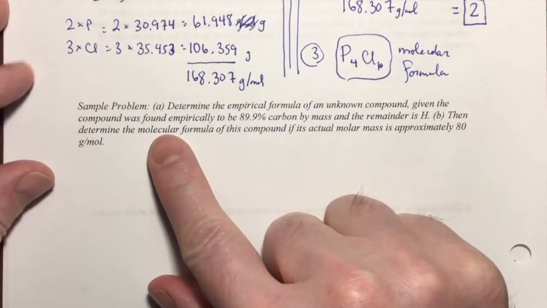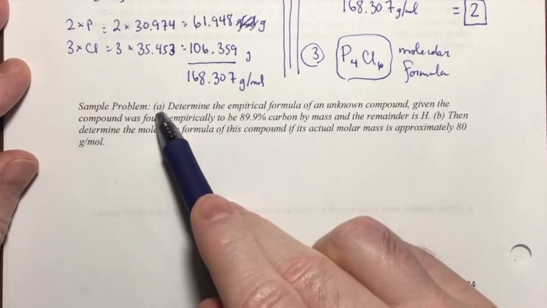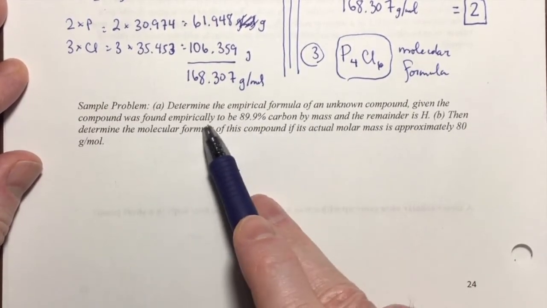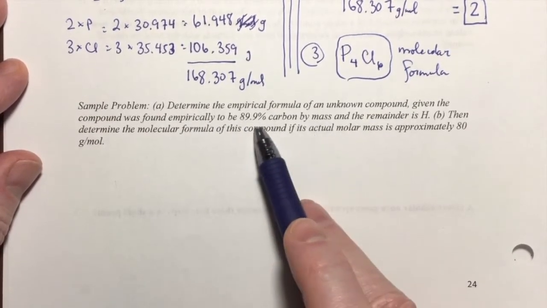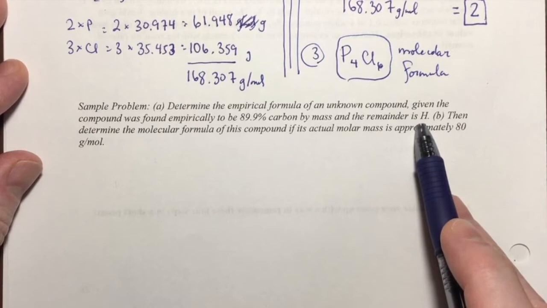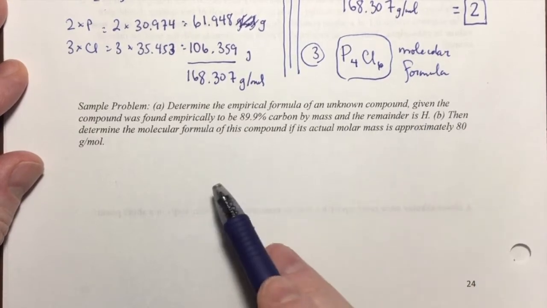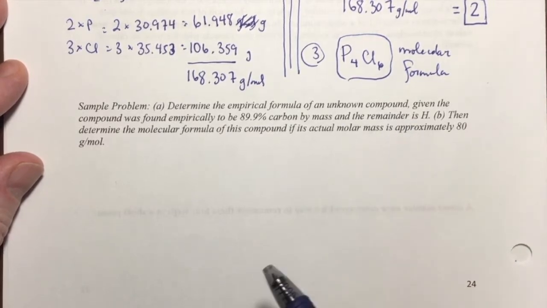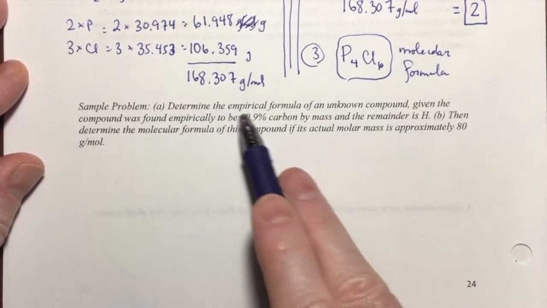Here's a sample problem, and it has 2 parts, A and B. Part A says, determine the empirical formula of an unknown compound, given the compound was found empirically, that means by doing an experiment, to be 89.9% carbon by mass. The remainder of the percentage, which we'll have to figure out, is hydrogen. So you're going to have an empirical formula that has carbons and hydrogens in it, and you're going to calculate that empirical formula using the method that we learned in the previous video. That's part A.